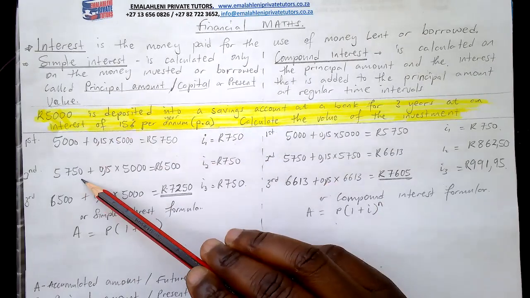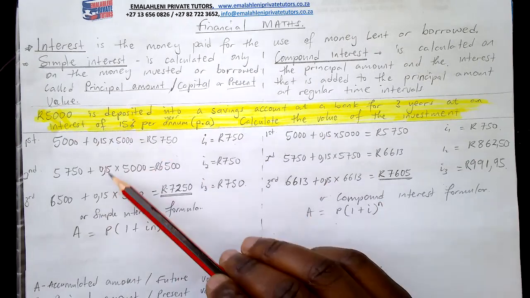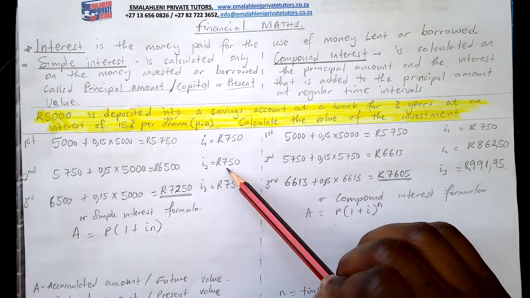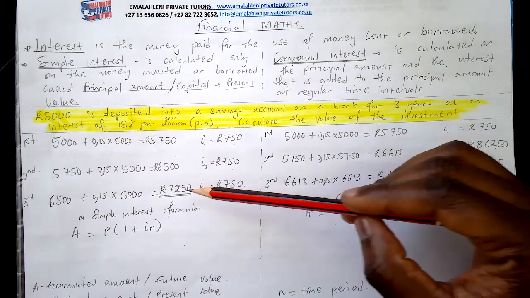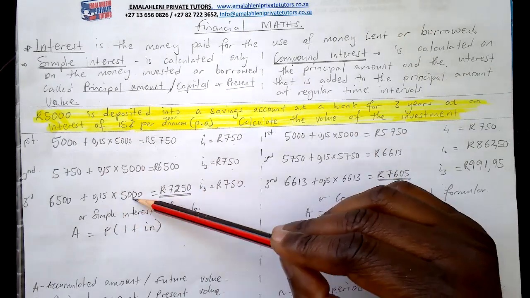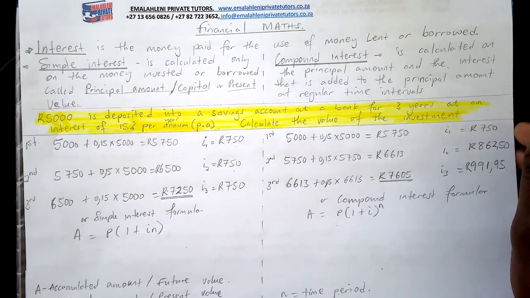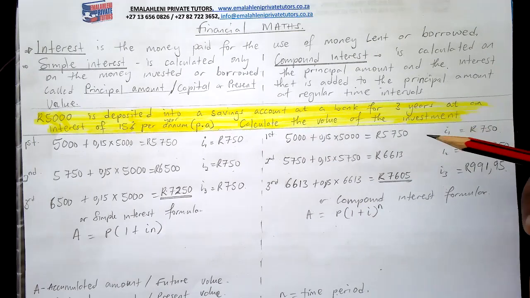In the second year, we add an interest to that 5,750, and the interest is still the same. Can you see that? It's still 750. Then we move on to the third year, and the interest is still the same. It's 0.15 times 5,000 all the way, and the interest doesn't change. That's what we mean when we say interest is charged on the principal amount.